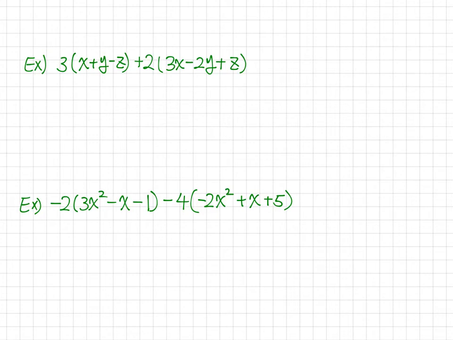So in this case, we have 3x plus y minus z, and then plus 2 times the bracket 3x minus 2y plus z. So you have something in the front. Remember the distributive law, so we have to distribute it. Okay, we have to distribute it. So I'm going to zoom in a little more.